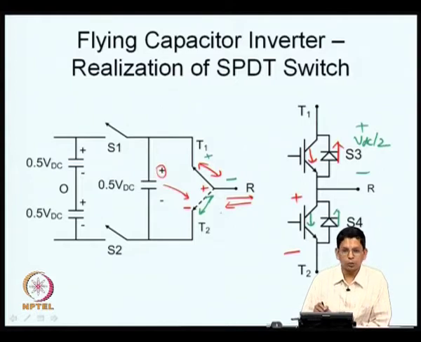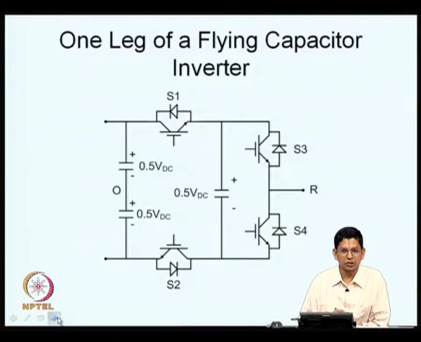So, a single pole double throw switch can be realized. It is just the same as what we had in, let us say, a voltage source inverter. So, this is how you realize this, and we put together all the realizations. S1 and S2 are basically IGBTs with anti-parallel diodes, and the single pole double throw switch is basically a leg like this, S3 and S4 now. This is one leg of a flying capacitor inverter.